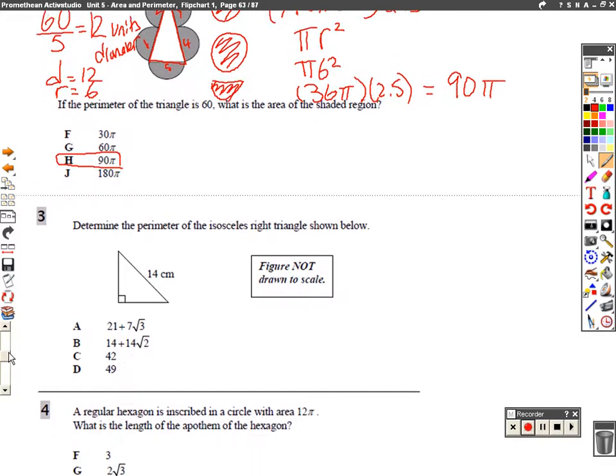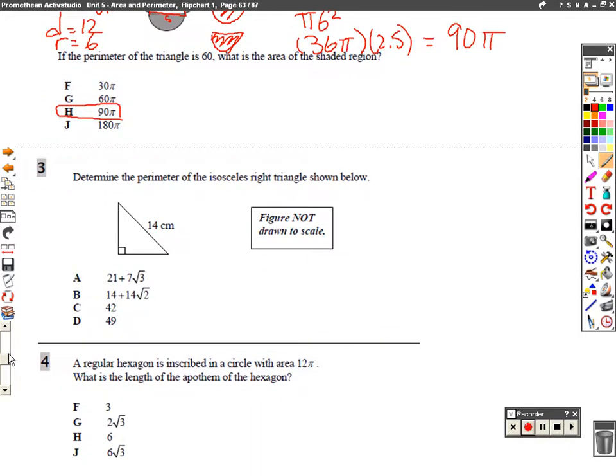All right, number 3. We're going to determine the perimeter of the isosceles right triangle. Isosceles. That means the two sides are equal. And it can't be the hypotenuse, so these two sides must be equal. And it's a right triangle because of that right angle symbol right there.